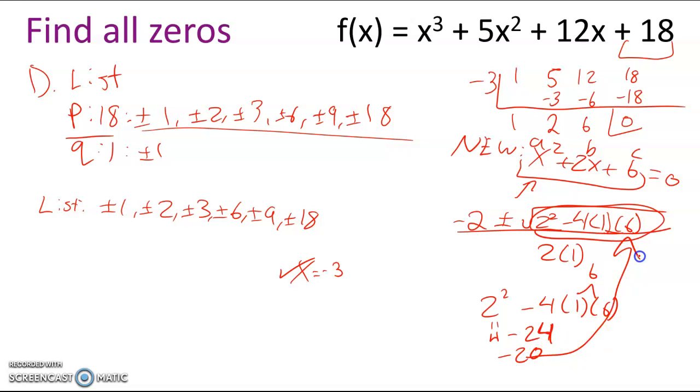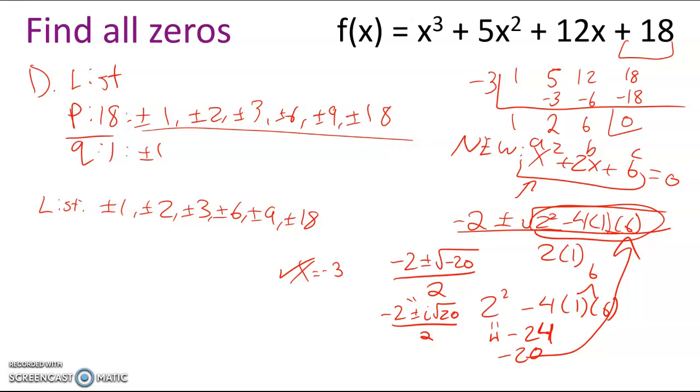I'm going to put that back underneath the square root. Bring it over here, negative 2 plus or minus the square root of negative 20, over 2 times 1, which is 2. And then what I see here is that I have a negative there, so I have to bring out an i. So I have negative 2 plus or minus i times the square root of 20 over 2.